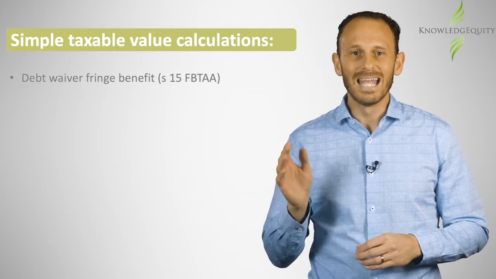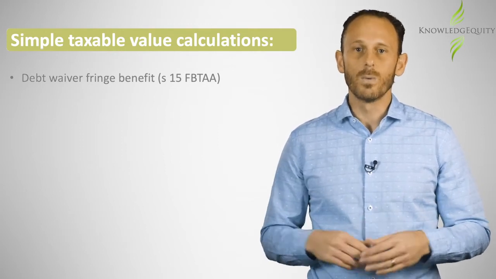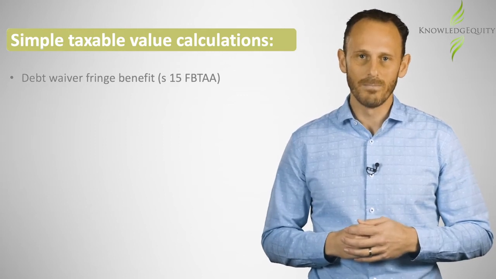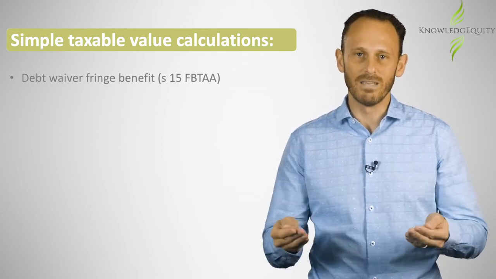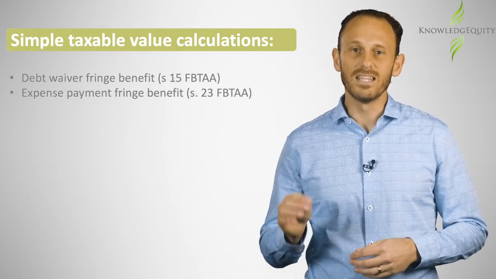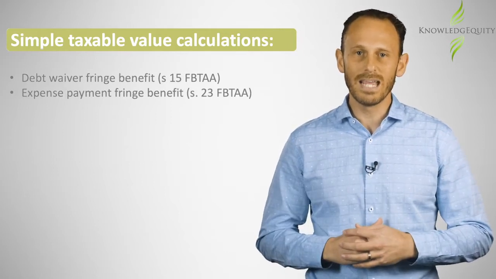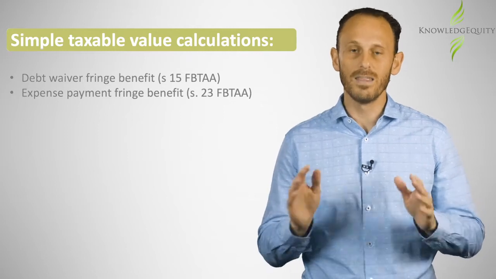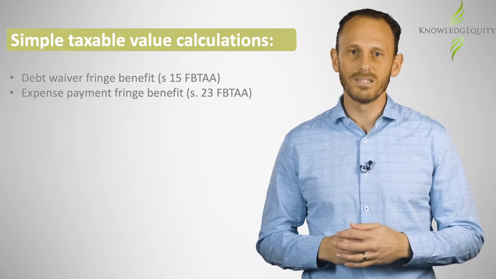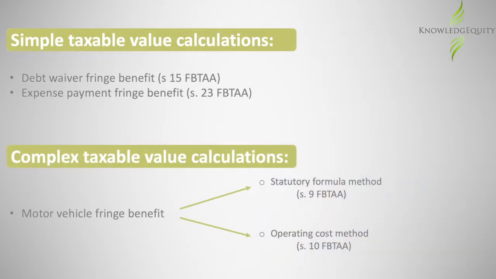For example, a debt waiver fringe benefit, which applies when an existing loan to the employee has been forgiven, is the value of the debt forgiven. For an expense payment fringe benefit, it is generally the GST inclusive expense paid for or reimbursed by the employer. However, for other types of fringe benefits, the calculations are more complex.